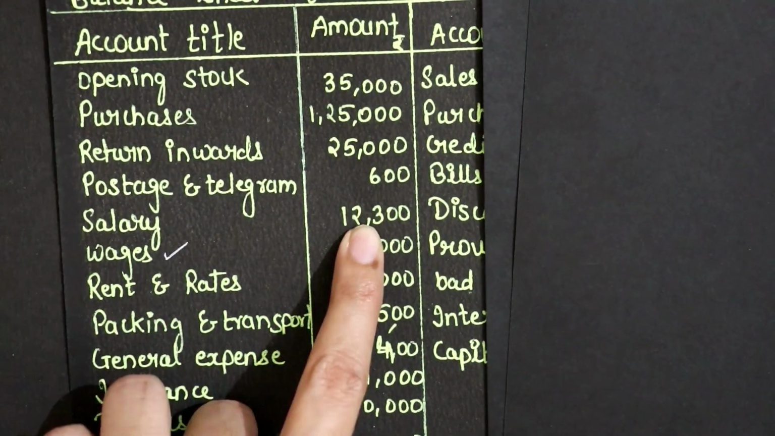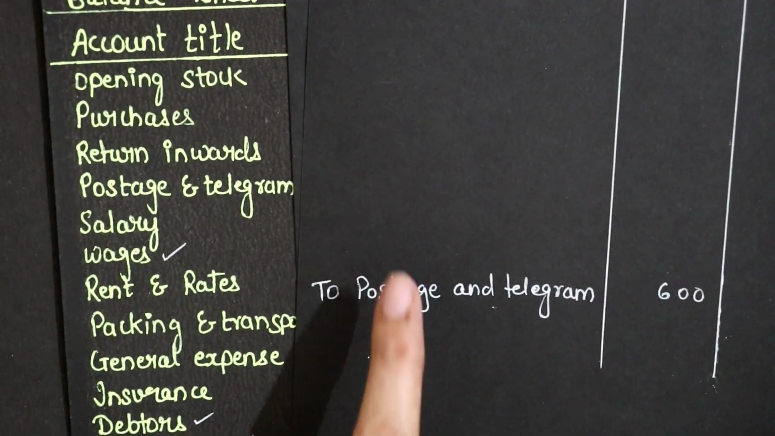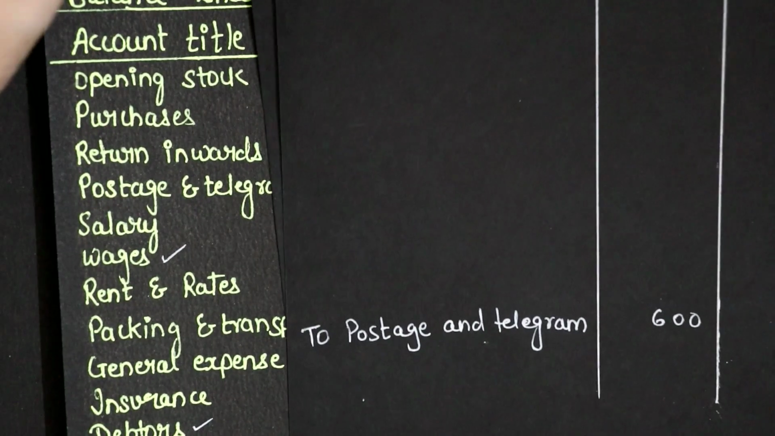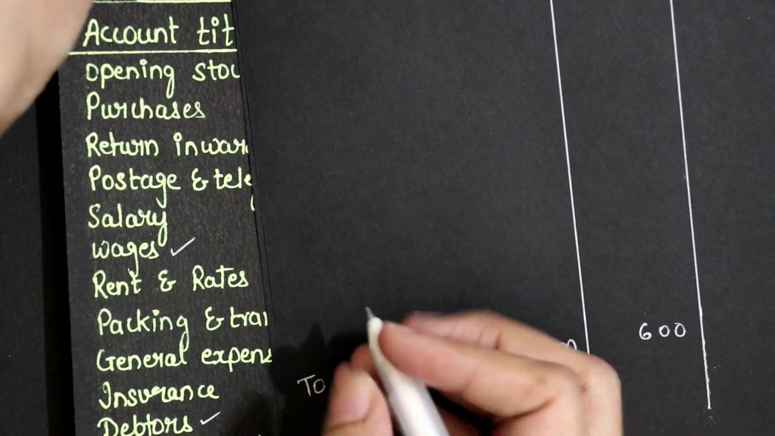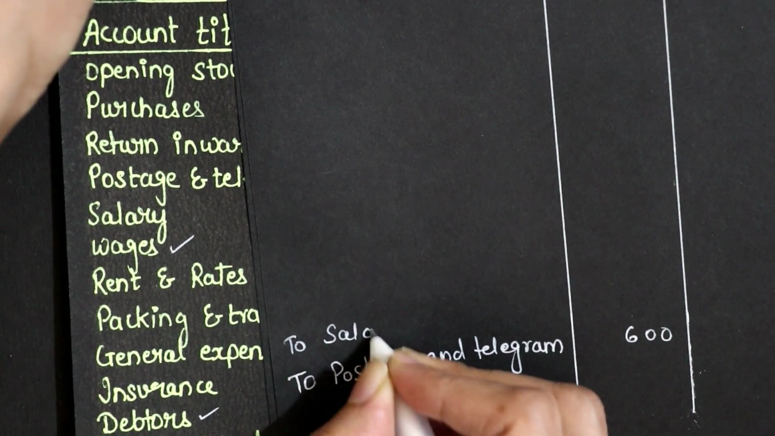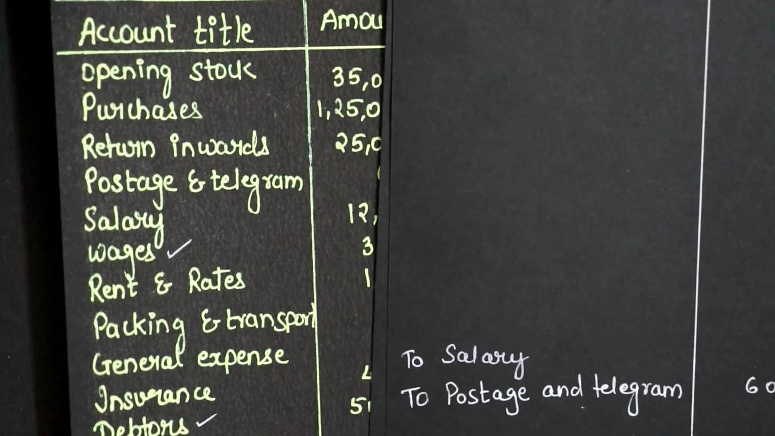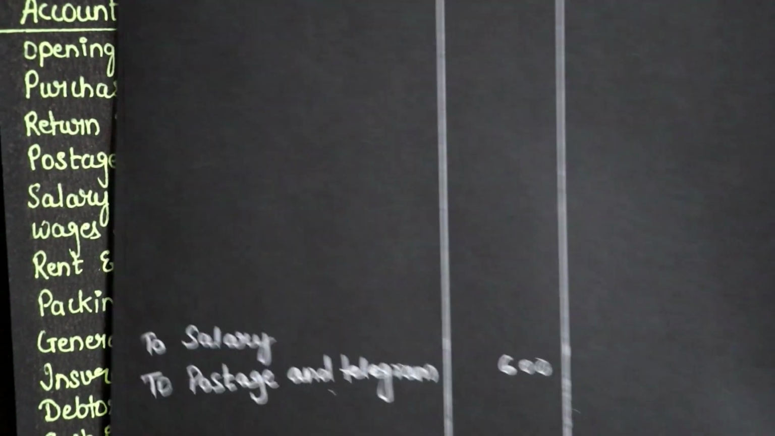Next entry is salary. Salary does not have any adjustment, so we will again post it on the profit and loss account debit side above postage and telegram. To salary, and the amount is 12,300.